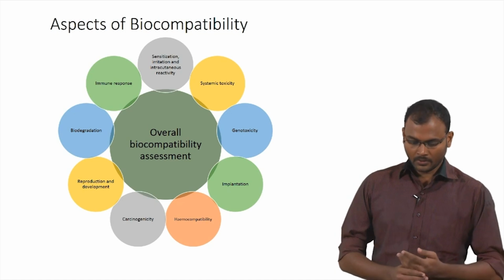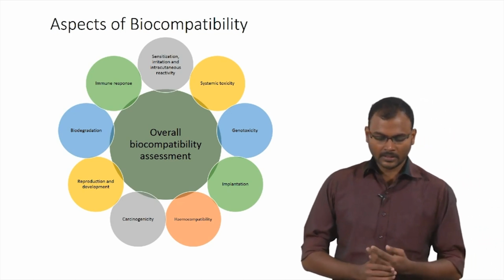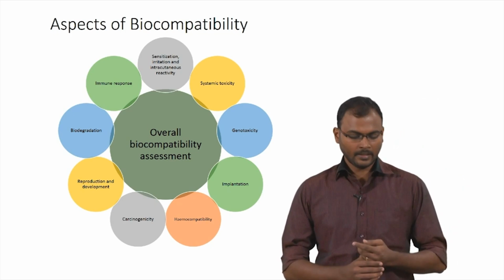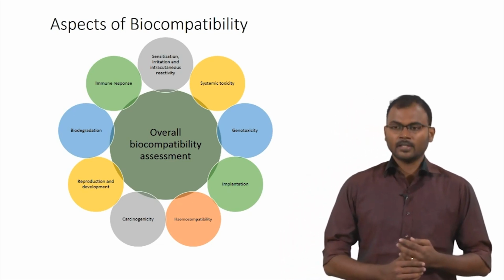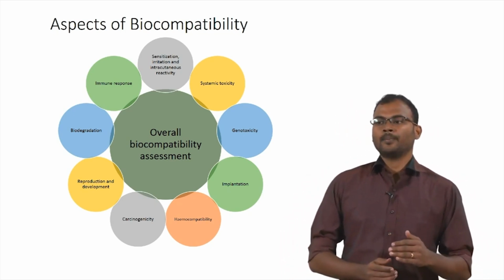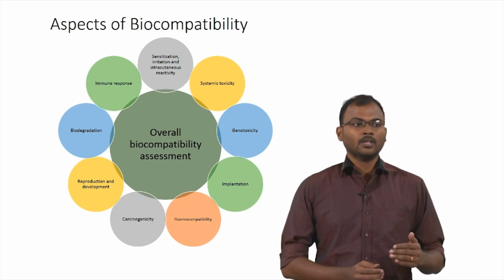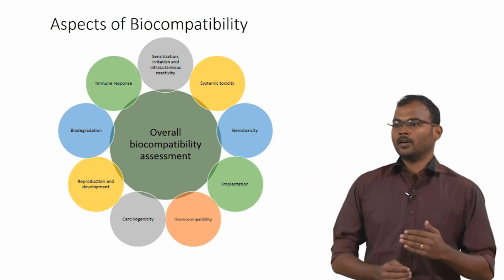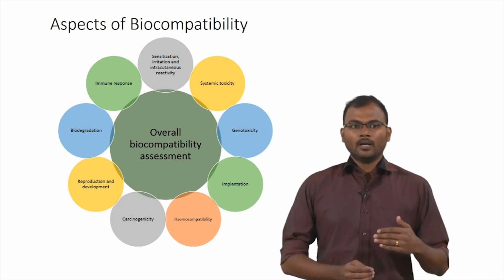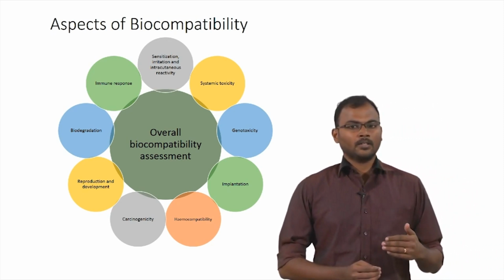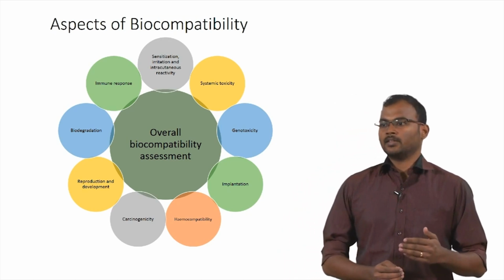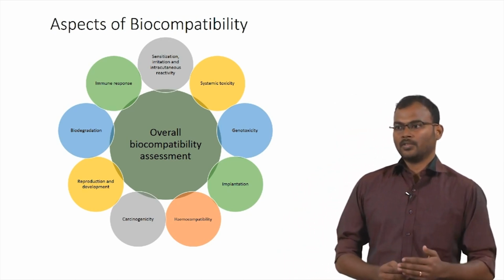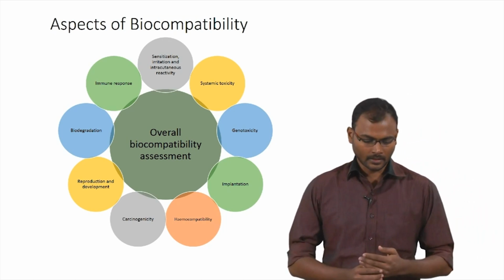Coming to the aspects, the first is sensitization, irritation and intracutaneous reactivity. This is mainly applicable for wound dressing materials. When you are putting a wound dressing on a particular wound, it should not cause irritation or produce any allergic reaction on the surfaces and all. So, we have to test for that. That is that aspect.